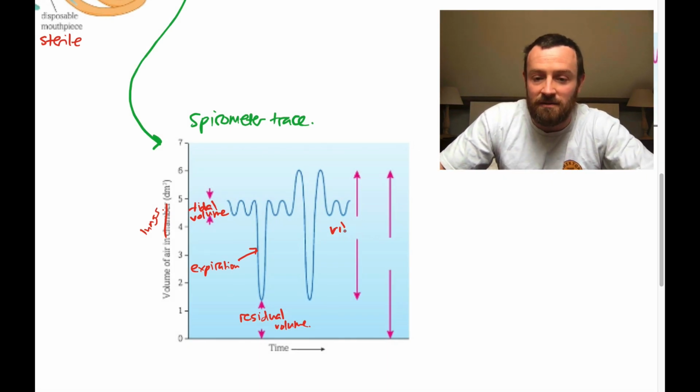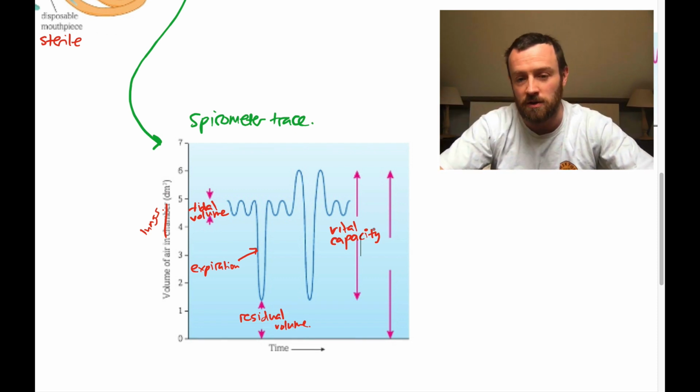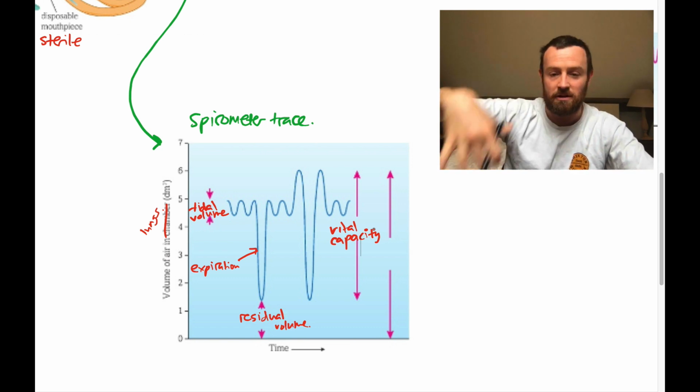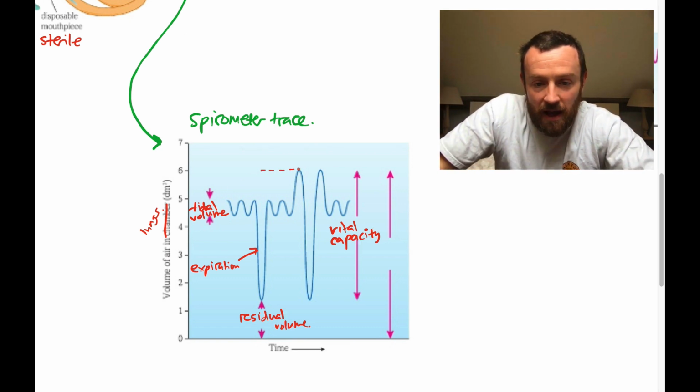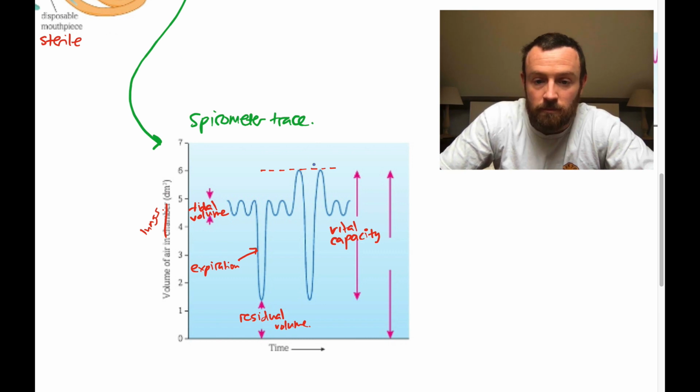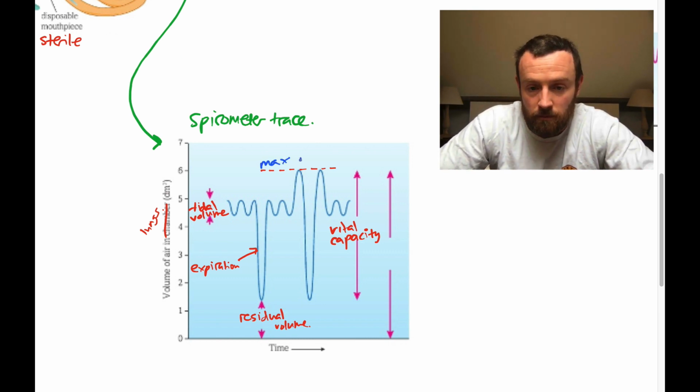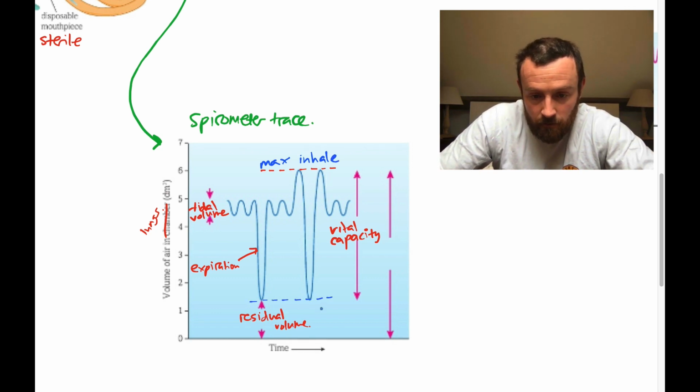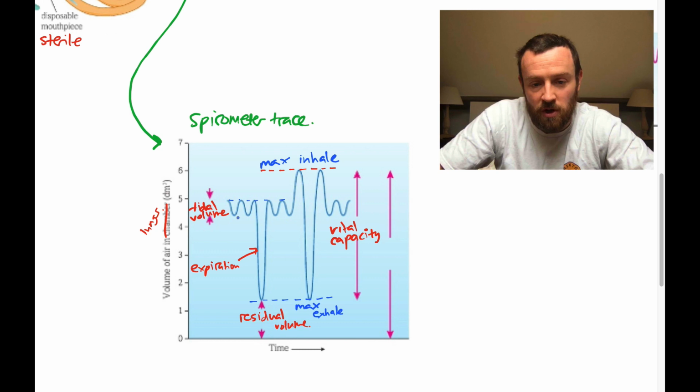This here being the vital capacity. So vital capacity is the total volume in your lungs between your maximum exhale and your maximum inhale. So we could label that here. Max inhale. And down here is your max exhale. Okay, and then the tidal volume is your kind of normal inhale and exhale between those two volumes.